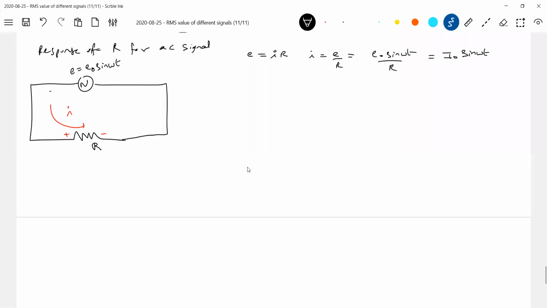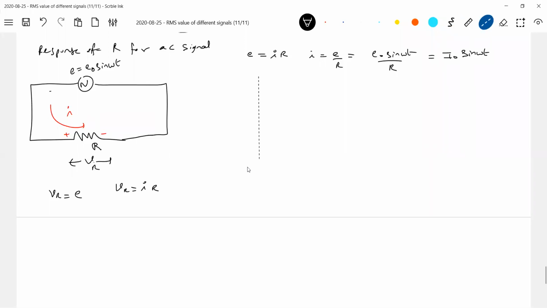Look at the E and look at the drop across the resistor, what is VR? VR is nothing but equal to E, no? And what is Ohm's law? I into R. So what is the Ohm's law for an AC signal across a resistor? The drop across the resistor is equal to instantaneous current into the resistance. And they are in phase, no?